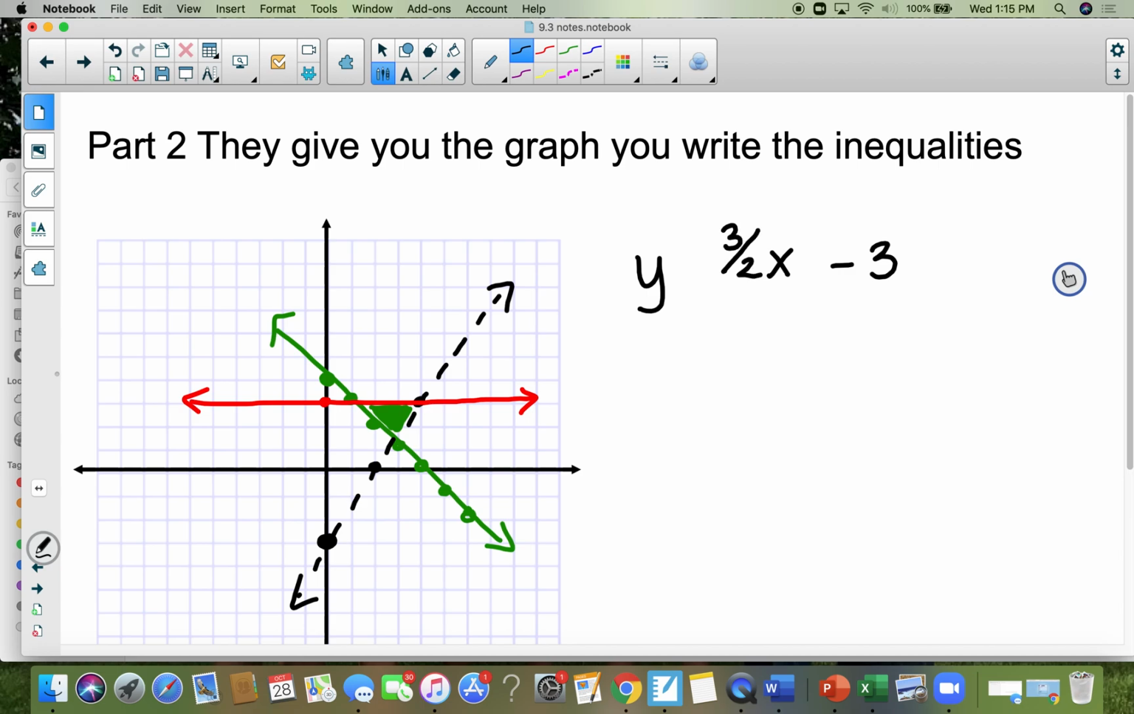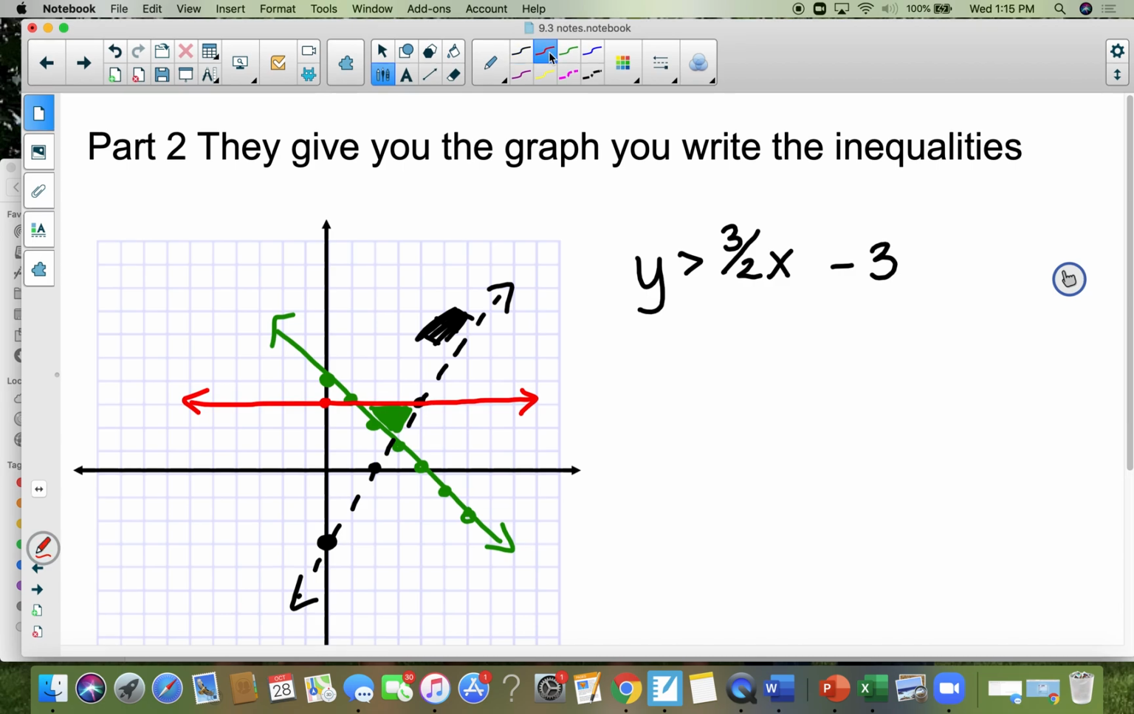That's the slope. And y needs to be greater than, it needs to not have a line underneath it because it's a dotted line, because it's on this side of the line that got shaded in. Okay, the next one is going to be red, and the red is just a horizontal line at 3. And again, the part that's shaded is below the red line.